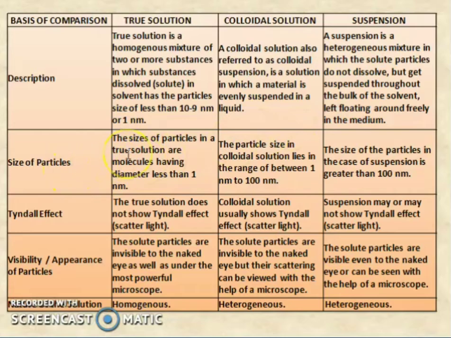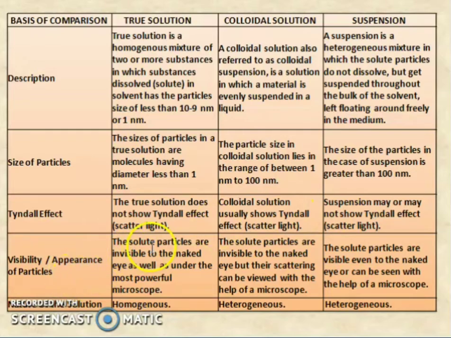The size of particles in true solutions is a molecular diameter less than 1 nanometer, and the size of particles in colloidal solutions lies between 1 nanometer and 100 or 1000 nanometer. The size of particles in suspension is greater than 1000 nanometer. Tyndall effect: true solutions do not show the Tyndall effect, which is the scattering of light, whereas colloidal solutions show the Tyndall effect. Suspensions may or may not show a Tyndall effect. When the particles are not settled, there will be a Tyndall effect. When the particles have settled, we cannot see the Tyndall effect.